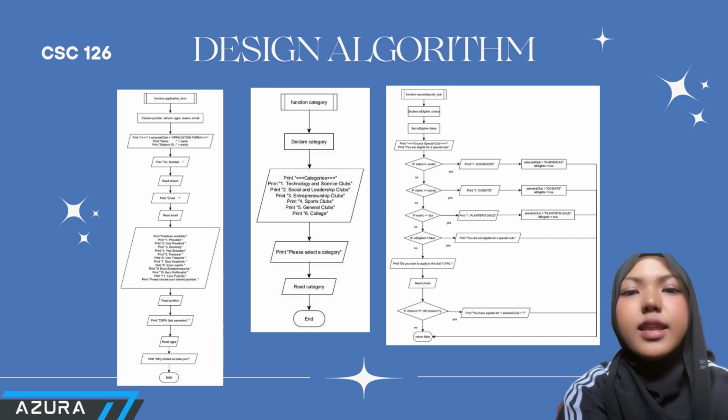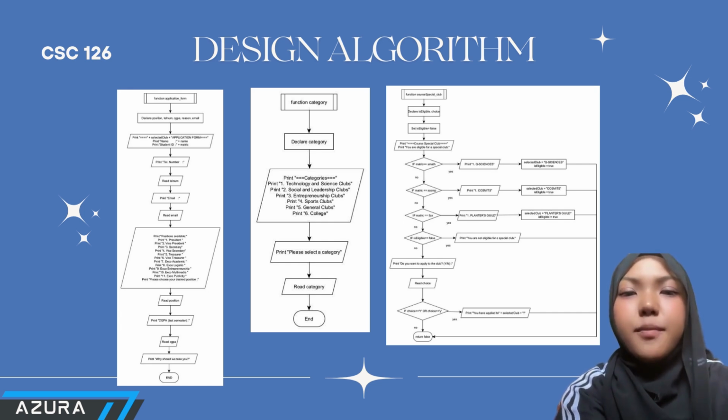For category and application form, the function primarily follows a sequential control structure because it only asks users to choose a category for club and collect users' input step by step without making any decision or looping.